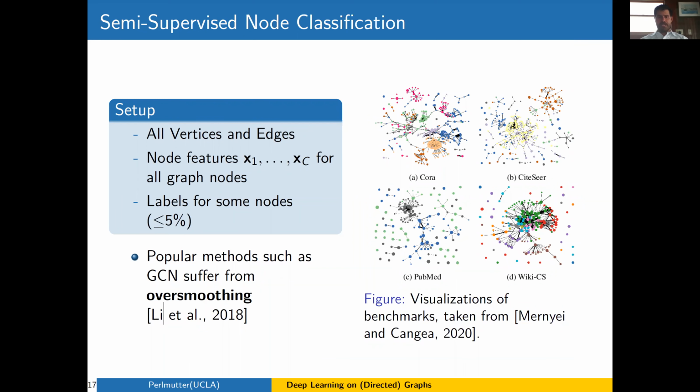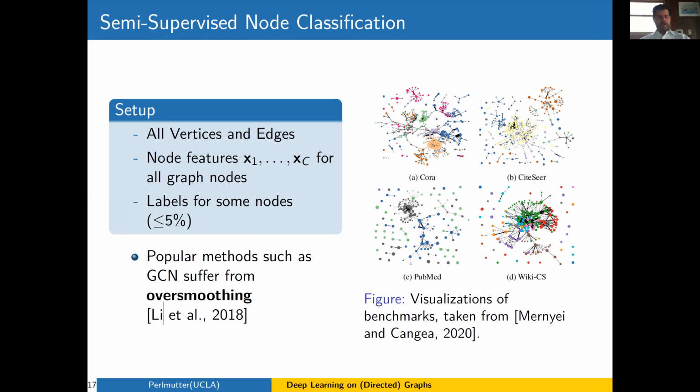Now, the context they applied this in was node classification. And in particular, it was semi-supervised node classification, which means that you know all of the vertices and edges of the graph. You know these features x1 through xc at every single node in the graph, but you only know the labels for a very small fraction of the graph. So what this means is they applied this typically to citation networks like Cora, where the goal is to try to figure out what type of paper something is based on who is citing it. In particular, what is the topic?